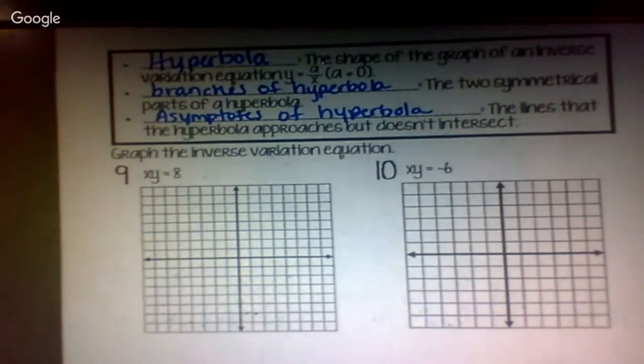Isn't that how you pronounce it? What? Hyperbola. I still have kids to this day pronouncing it hyperbola. Hyperbola. You sound like Bubble Man from.